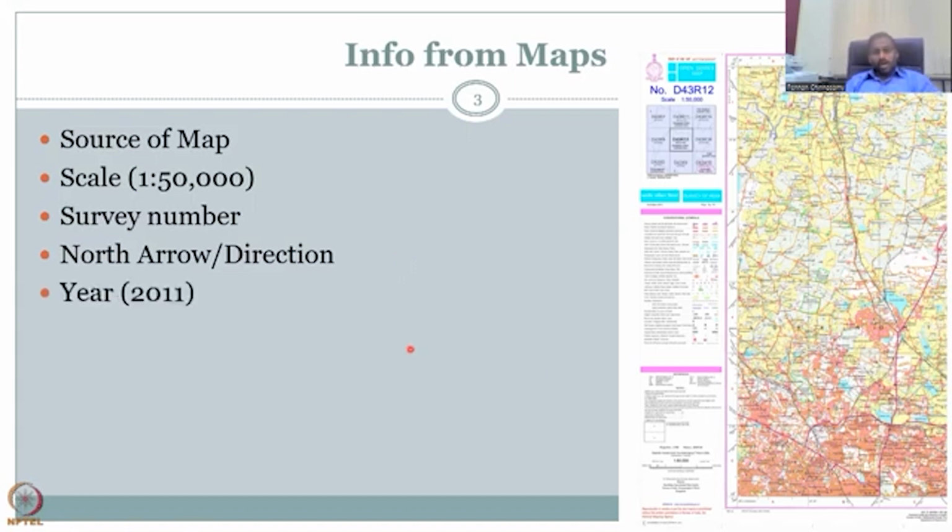So, north arrow and direction. If you zoom out of this tile, you will see that it will be given a north arrow, and here north is upwards, which means I'll draw it.